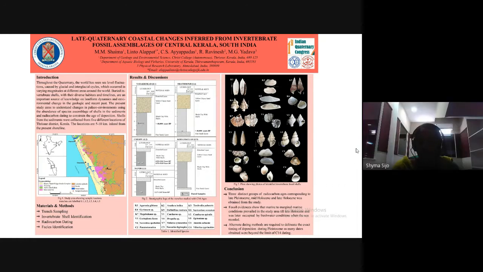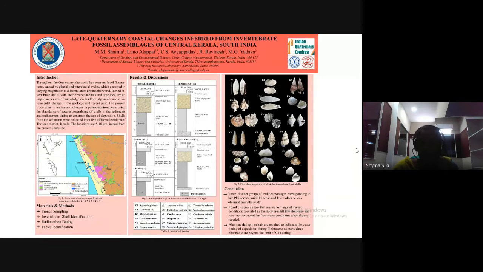Huge assemblages of Villorita cyprinoides were obtained from location L3 at a depth of 2 meters in a black clay unit, and dates of the shells range from 2127 to 1265 years before present. This particular species has a brackish habitat, and their assemblages are usually found in estuaries. The area is presently under a freshwater condition. There might have been an estuary or a tidal inlet during the time of deposition of the sediments.